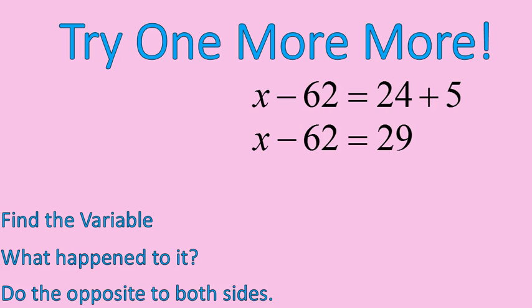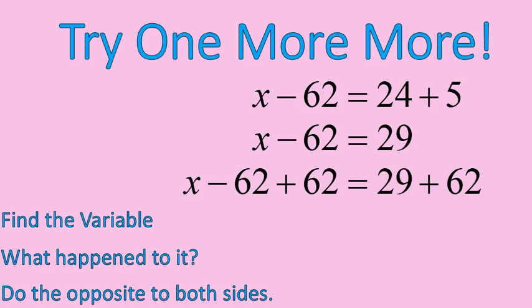Welcome back. 24 plus 5 is 29. That's what I'm going to do: simplify the left side or the right side of this equation. Now I'm going to solve. What is my variable? x is my variable. What is connected to x, or what happened to it? I have minus 62. So I'm going to do the opposite on both sides. I'm going to add 62 to both sides of this equation. That keeps it balanced, right? It cancels out on the left, leaving me with x, and 29 plus 62 gives me 91. x is equal to 91.